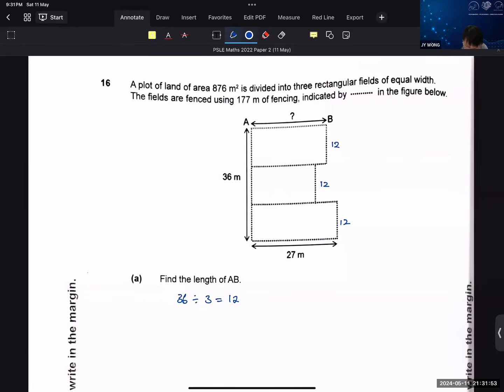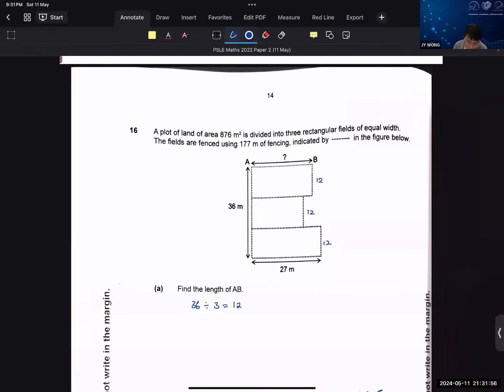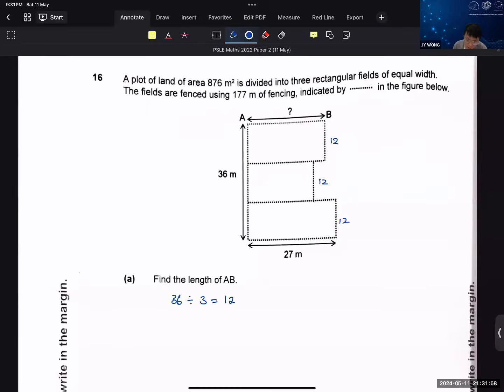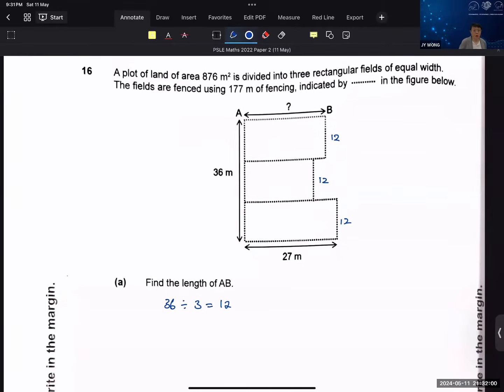Now, look at the fencing given in the question. Please make sure you understand how fences work. When you share a perimeter, there's only one fence. You don't install fences double-sided. So this thing over here that is shared by the plot of land is a single fence. It's not a double fence, so you don't go and times 2.